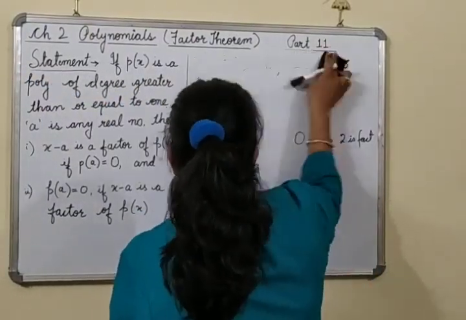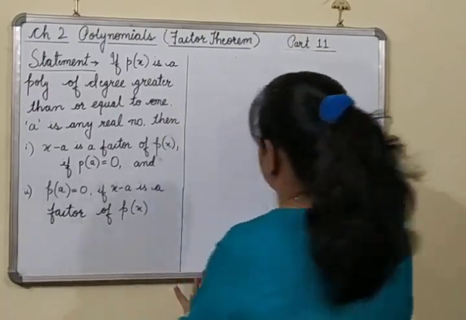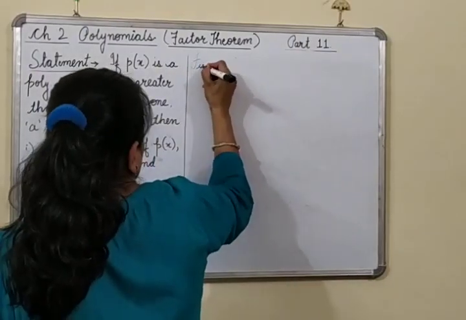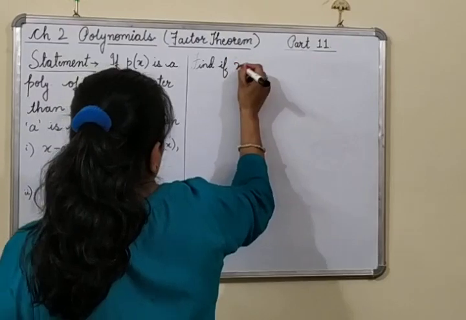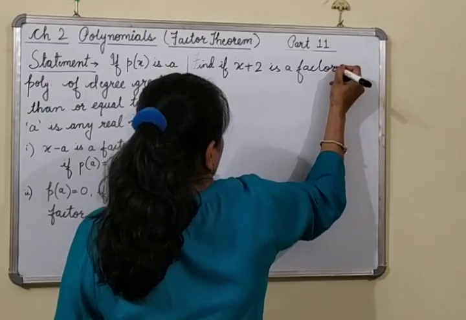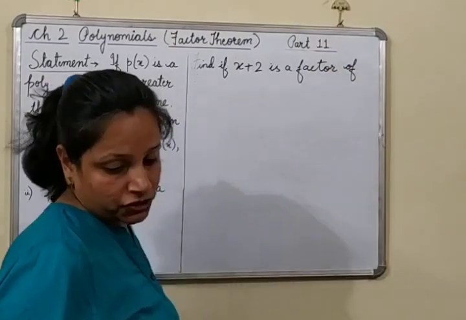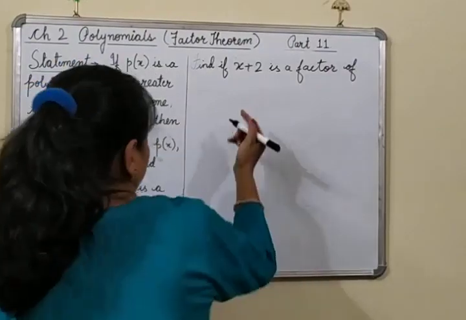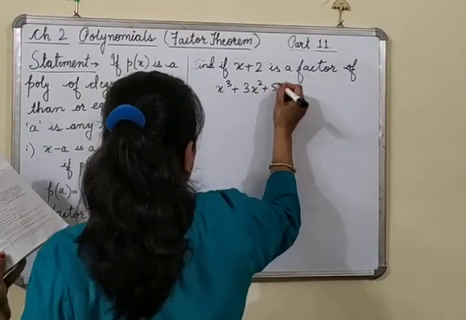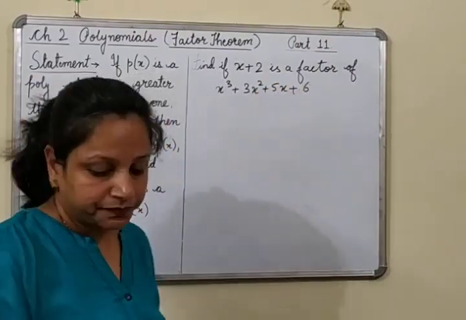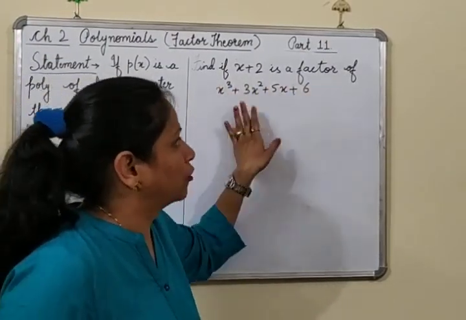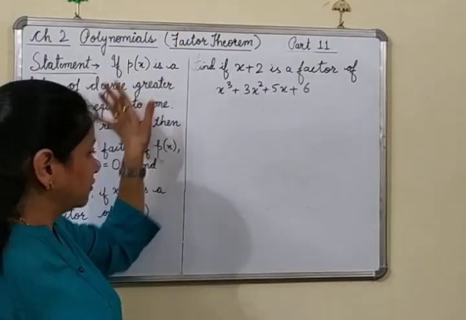Let us take one example from your NCERT book only. Suppose we have to find if x plus 2 is a factor of x cube plus 3x square plus 5x plus 6. Now, this is the question that we have: find if x plus 2 is a factor of this given polynomial. Now we have the factor theorem over here.